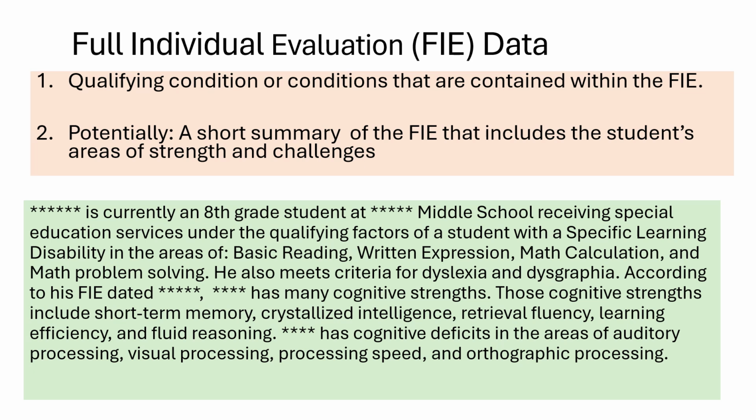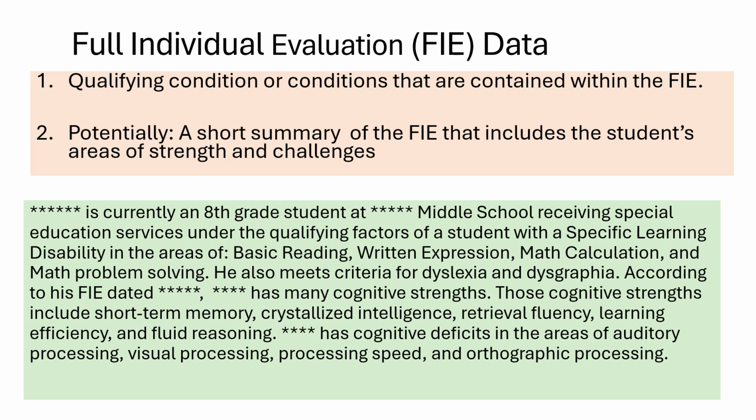Okay, so the FIE is dated, has many cognitive strengths. Those cognitive strengths include short-term memory, crystallized intelligence, retrieval fluency, learning efficiency, and fluid reasoning. Even though this child has these learning disabilities, dyslexia and dysgraphia, this child does have some areas of strength, and those are important to recognize because we can use those areas of strength in the plan that we make in learning.